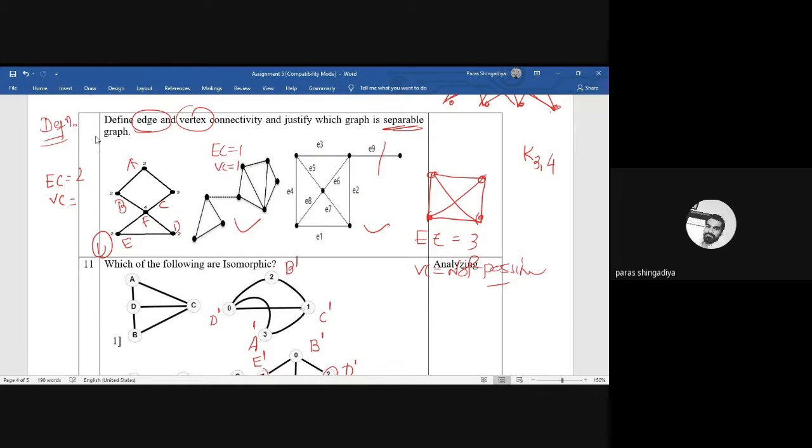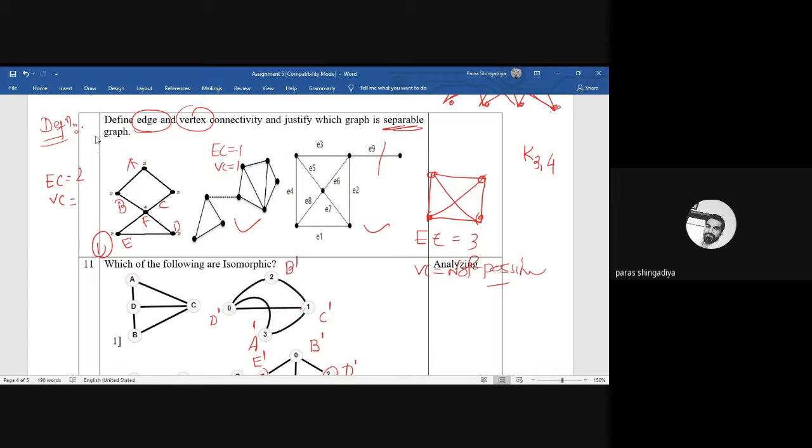Okay, in this question, edge connectivity means the minimum number of edges, the number of edges in the smallest cut set. That is called edge connectivity. We prefer the smallest cut set, meaning the cut set which includes a minimum number of edges. So that is called the smallest cut set, and the number of edges in the smallest cut set is called the edge connectivity of that graph. And similarly, vertex connectivity is the minimum number of vertices you have to delete to make the graph disconnected. Clear? So write both definitions.